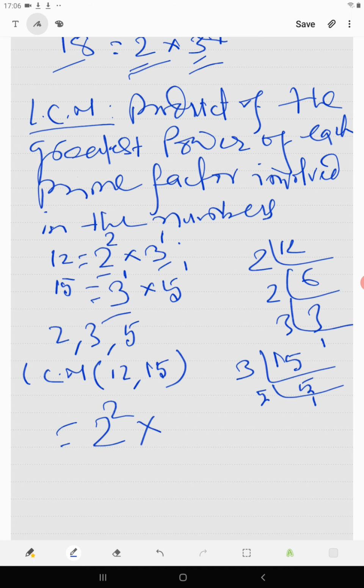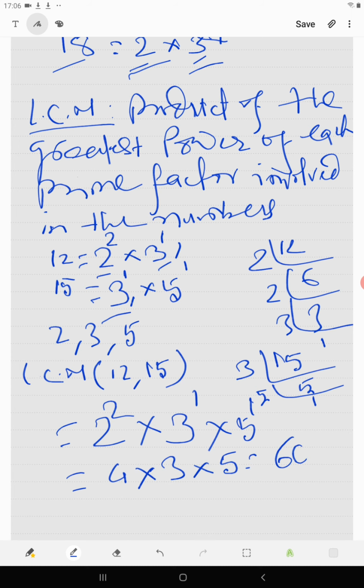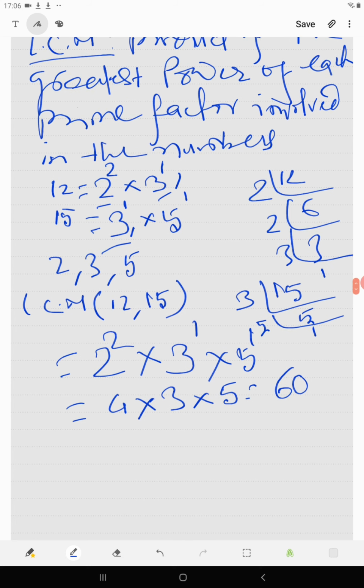What is the maximum power of 3? You see, here 3 to the power 1, here also 3 to the power 1. So 3 to the power 1. What is the maximum power of 5? 5 to the power 1. So the LCM will be 2 square into 3 to the power 1 into 5 to the power 1. That means 4 into 3 into 5, that means 60. So I will always select the maximum power.